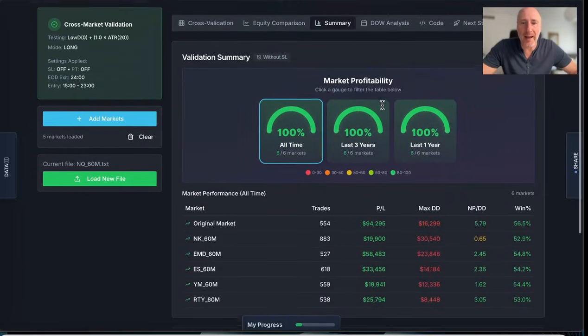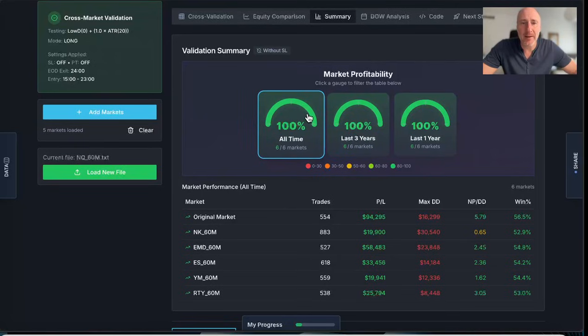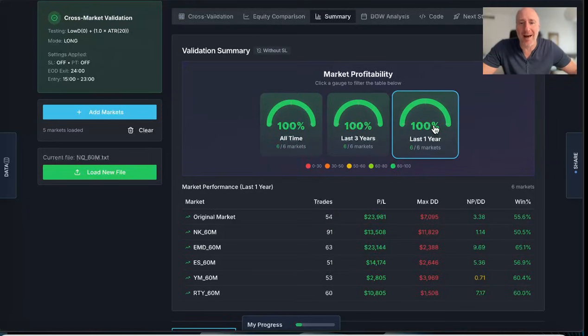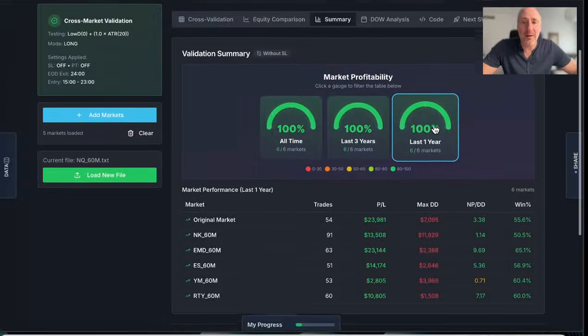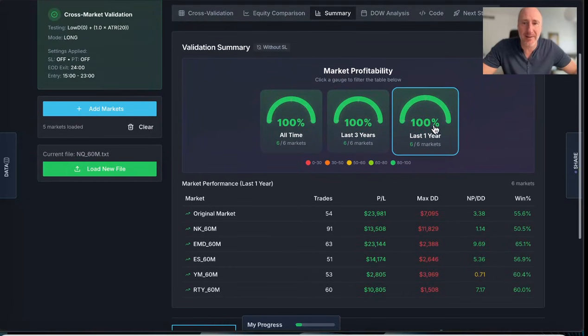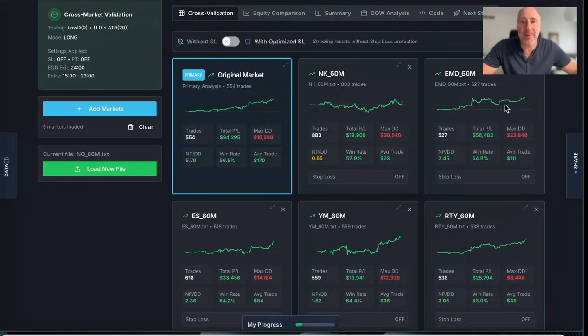So if we look at a summary, we see that all time, 6 out of 6 markets profitable. Last 3 years, 6 out of the 6 profitable. Last 1 year, 6 out of 6 profitable. Fantastic. We have a viable model. We already did so many different tests of robustness. Each of them just confirmed this is a viable model. Spectacular. I love it. And the ultimate, the hardest test, it's really a good one.